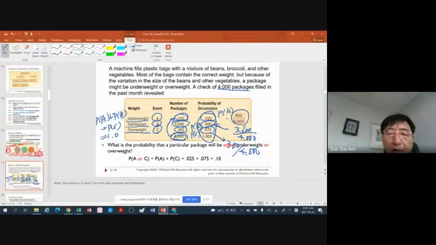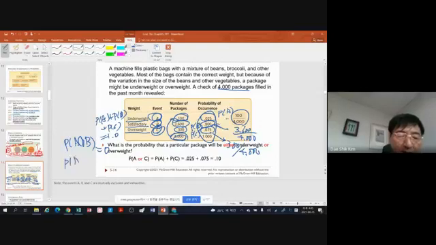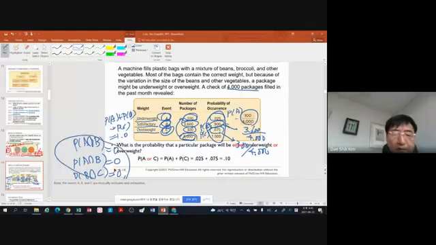When you check whether the bag is underweight, satisfactory, or overweight, you cannot say P(A and B): underweight and at the same time satisfactory is completely zero. It may not happen. P(A and C), underweight and overweight at the same time, is zero. P(B and C), satisfactory and overweight, may not happen. Events A, B, and C are mutually exclusive. Okay.